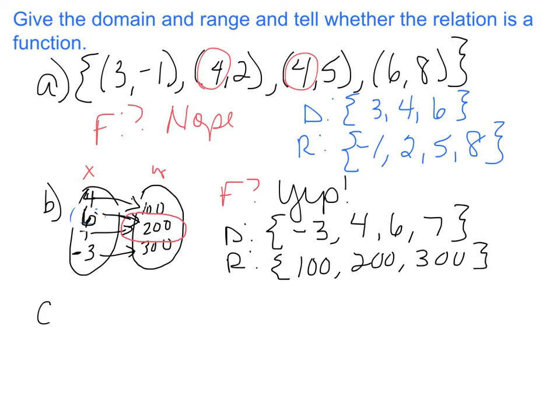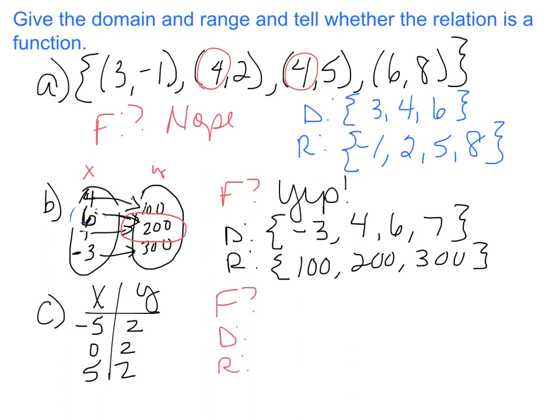So if I have a T-chart, that's another way to show a relation. So I have -5, 2; 0, 2; and 5, 2. And I'm going to run the gamut again. Is it a function, yes or no? And then we're going to state the domain and the range. So is this a function? Yeah, because -5, 0, and 5, none of those repeat, so you betcha.